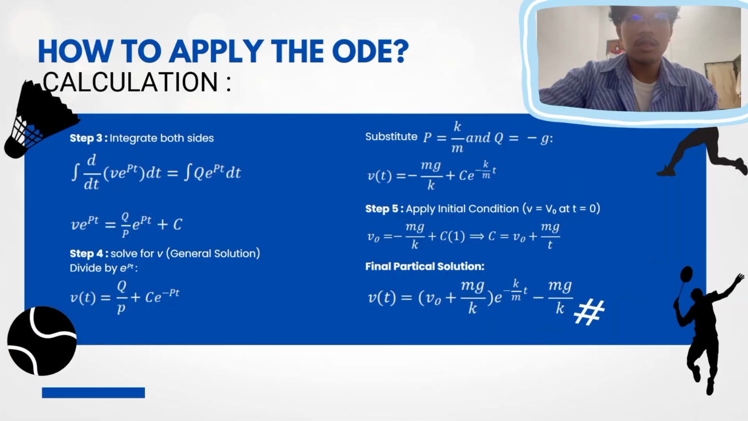Step 3 of the process is we need to integrate both sides, the right and the left. So we integrate d over dt of v e to the pt, multiplied by dt. Same for the other side, we integrate it and we get q e to the power of pt. So we get v e to the power of pt equal to q over p multiplied by e to the power of pt plus C. Then step 4, the solution: we solve for v, which is the general solution.